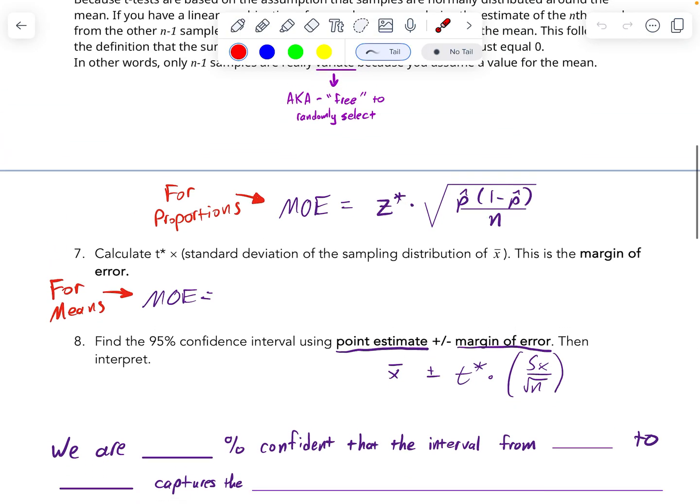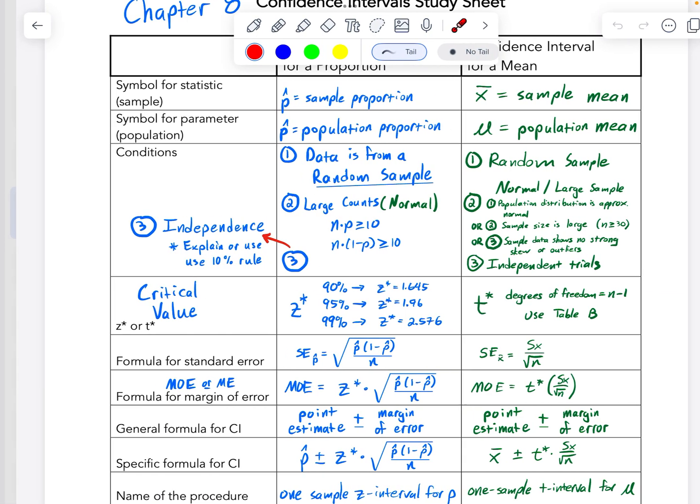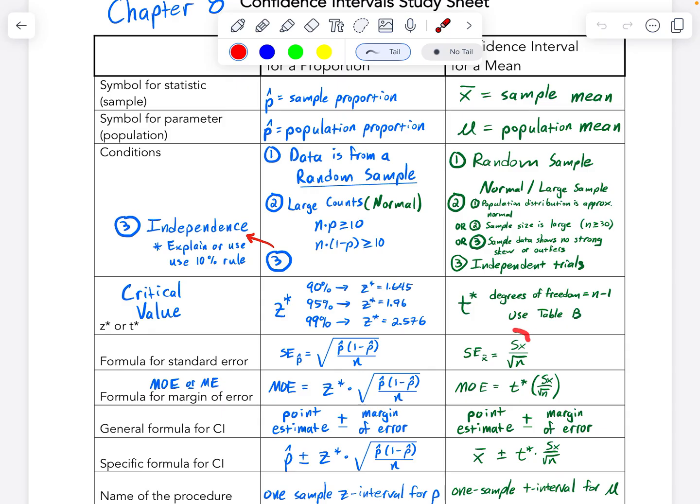All right, so we're going to get the margin of error next. For proportions, it was this. For proportions, we had a Z star. What do we have now? We have a T star. And for proportions, this was our standard error. What do we have now? We have s sub x over the square root of n. So in many ways, the margin of error formula is much smaller. And again, it's on your formula sheet right here.